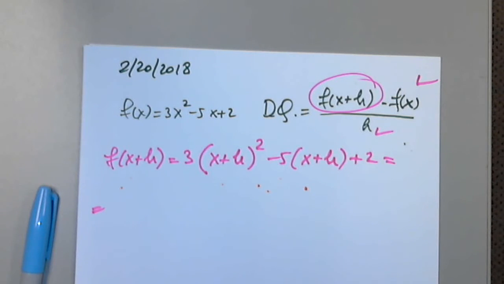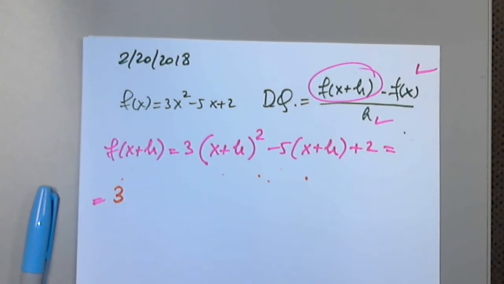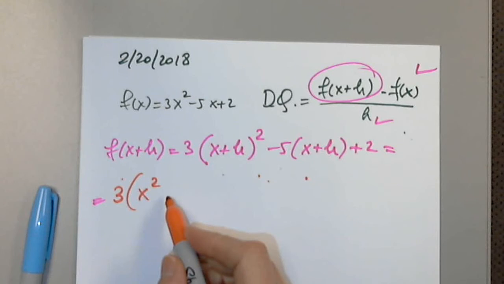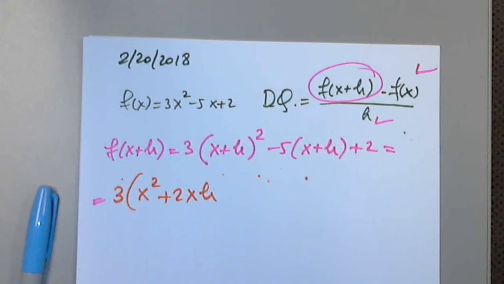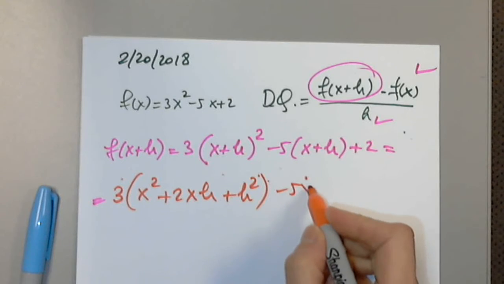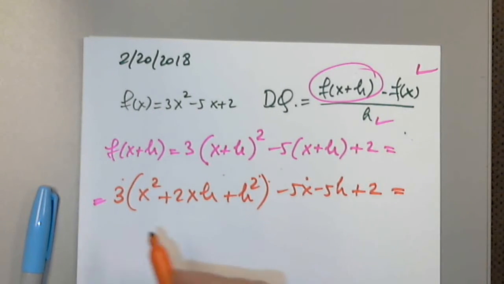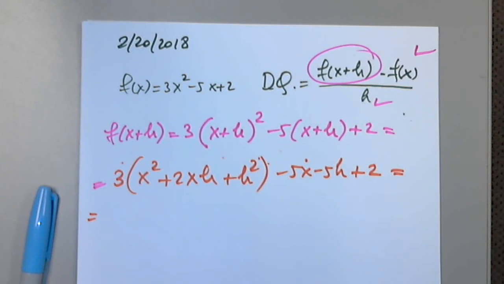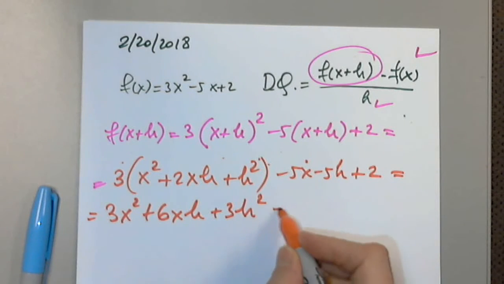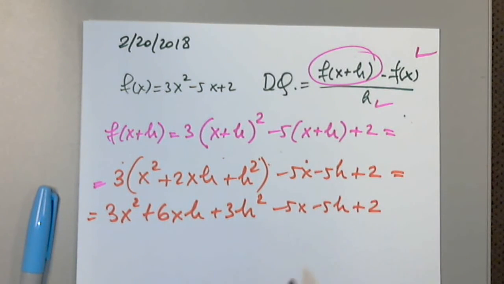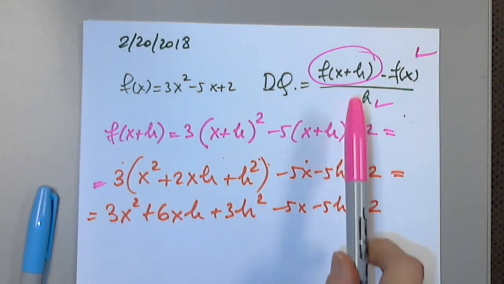So I have to square first. So I have 3, and then x squared, very good, plus 2xh. We have an agreement on that. So please make sure you remember that. And plus h squared, very good, minus 5x minus 5h and plus 2. And now, of course, I have to distribute 3. So 3x squared plus 6xh plus 3h squared minus 5x minus 5h plus 2. So that is only this.